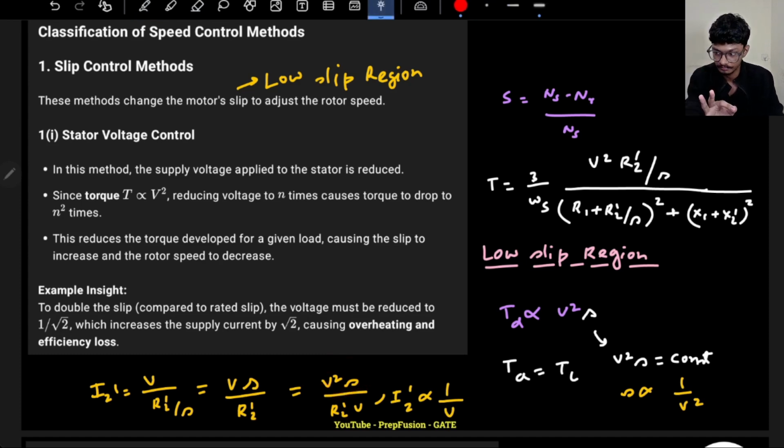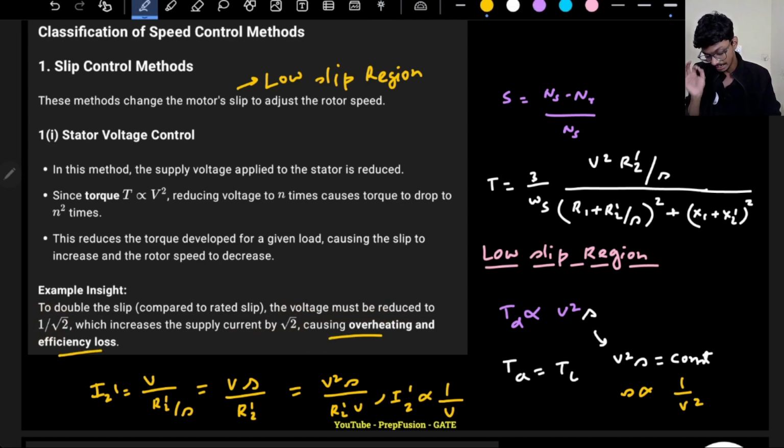This is due to the load torque, because at the stable point both load torque and developed torque should be the same. Although it will not always be the case, here the current is inversely proportional to voltage. So if I reduce the voltage, the current will increase. Same thing is written here: if I reduce the voltage by 1 by root 2 times, the supply current will increase by root 2 times. So this will cause overheating. That is one of the disadvantages of this method.